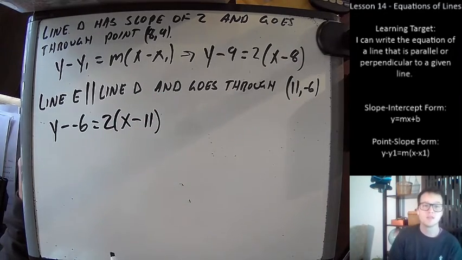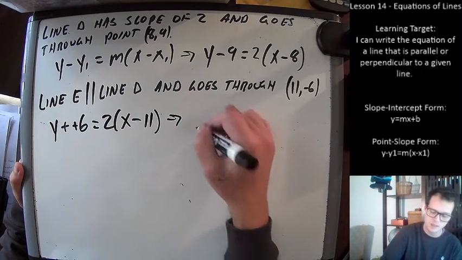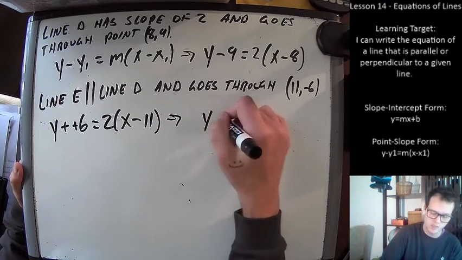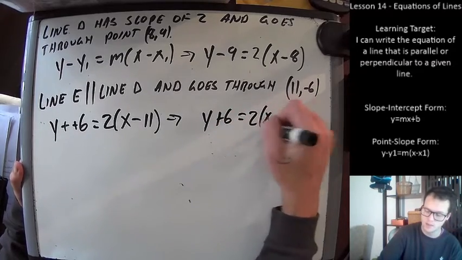Of course, this can be simplified a little bit. If we subtract a negative number, it's the same as adding. So our simplified equation is y plus 6 equals 2 times x minus 11.